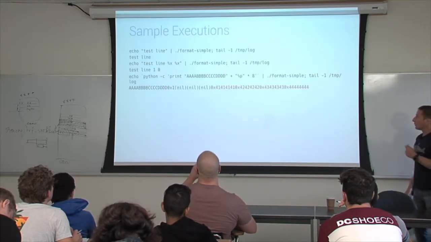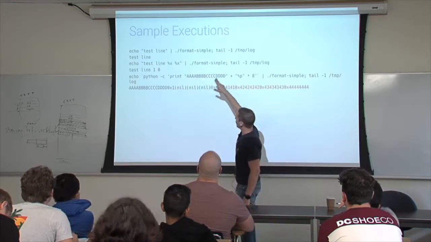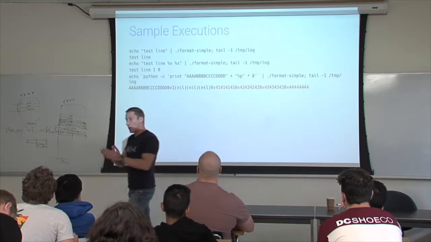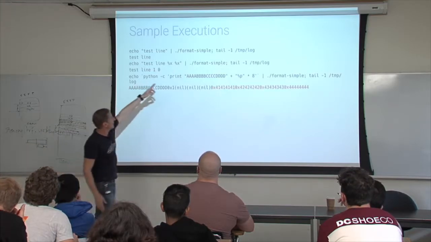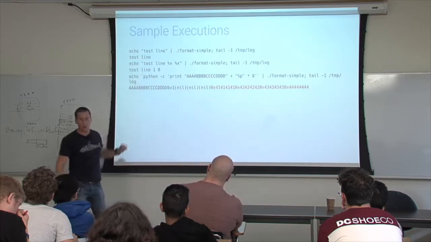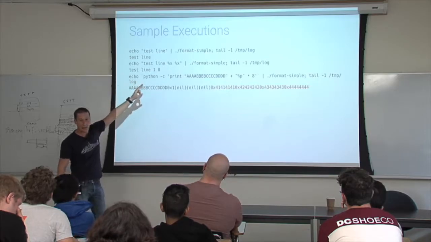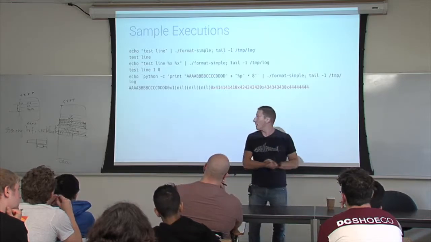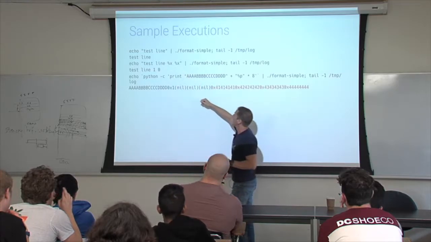So if you look at this, if you call format simple, the program that we just saw, you do echo test line, pipe format simple, it will print test line on the standard input. It will read the test line, and if you do tail of /tmp/log, it will show what's in that file. So those first two lines show that if you pass on the standard input, test line is added to /tmp/log. Okay? Then what happens if you write test line %x %x? Same thing.